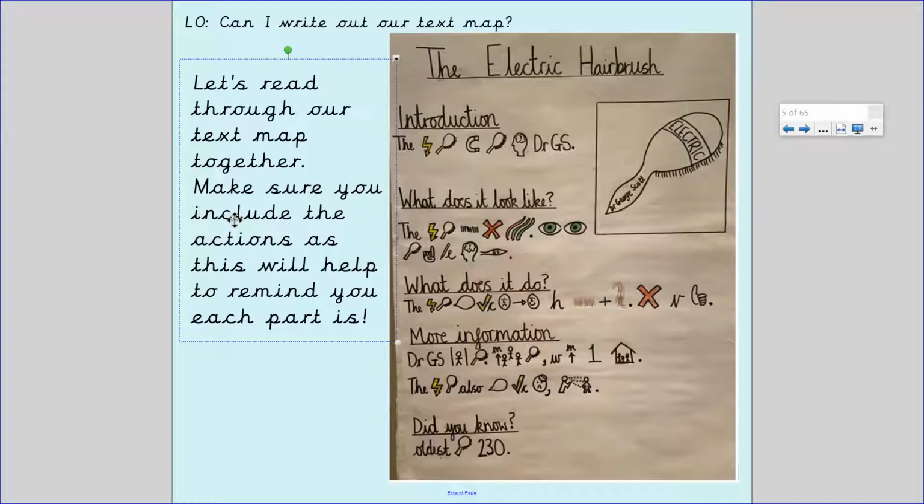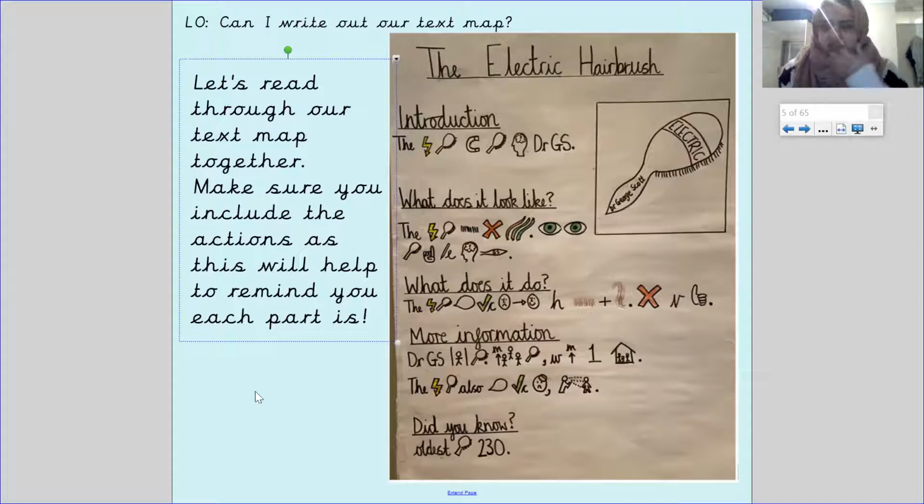More information. Dr. George Scott stated that only one person could use a brush at a time. This meant more people bought the brush, with more than one in some households. The electric brush was also said to cure headaches amongst many other diseases. Did you know the oldest brush was 230 years old?